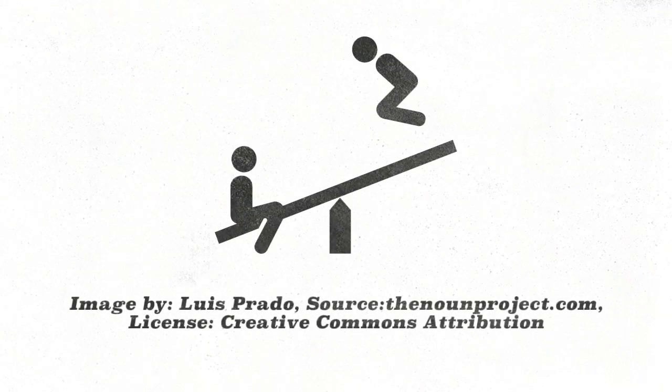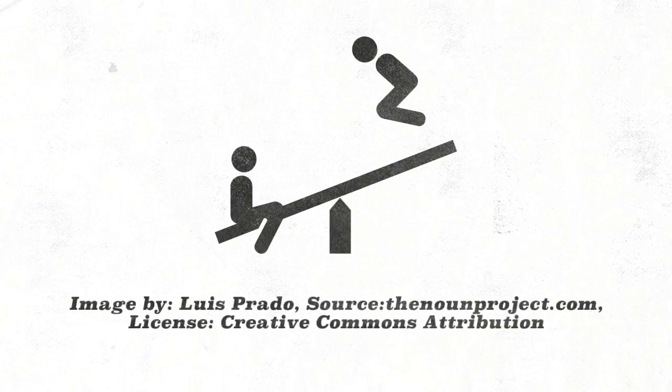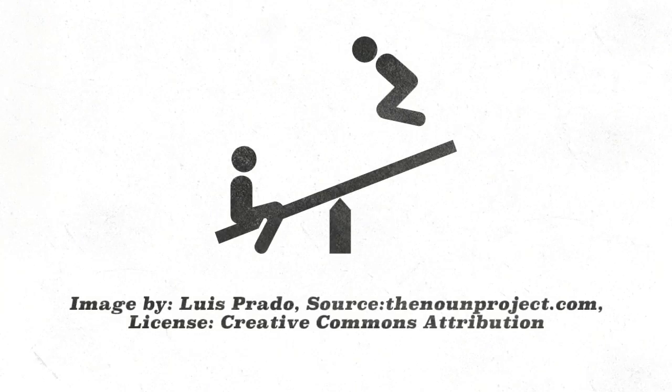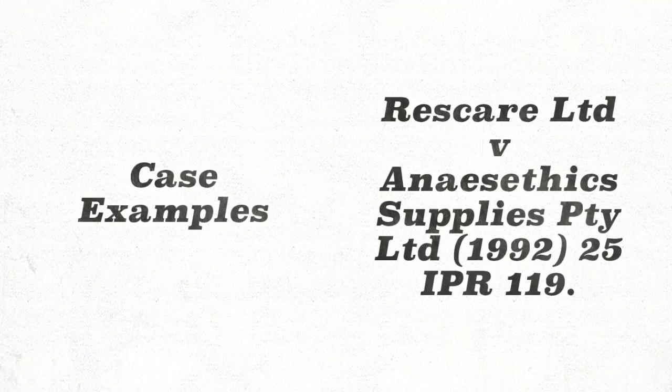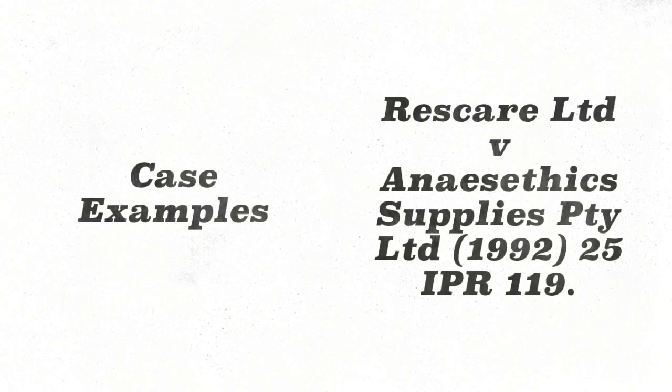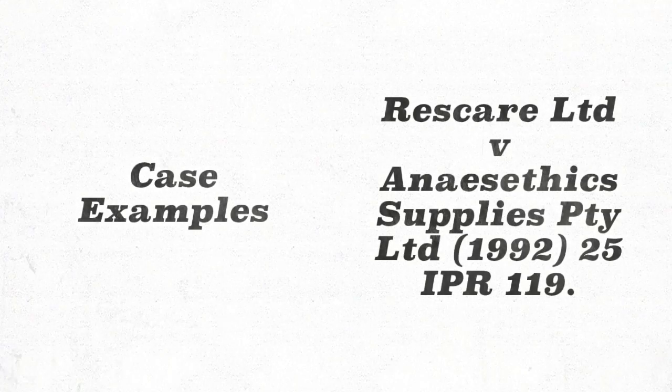The contributory infringement provision set out in Section 117 of the Act seeks to balance the competing interests of protecting a patentee against the infringement of the patent while allowing suppliers to freely trade their products in the marketplace. After Section 117 was introduced, there was a highly restrictive view of what the provision was to give effect to, as seen in the case of Rest Care Limited and Anaesthetic Supplies Pty Limited.